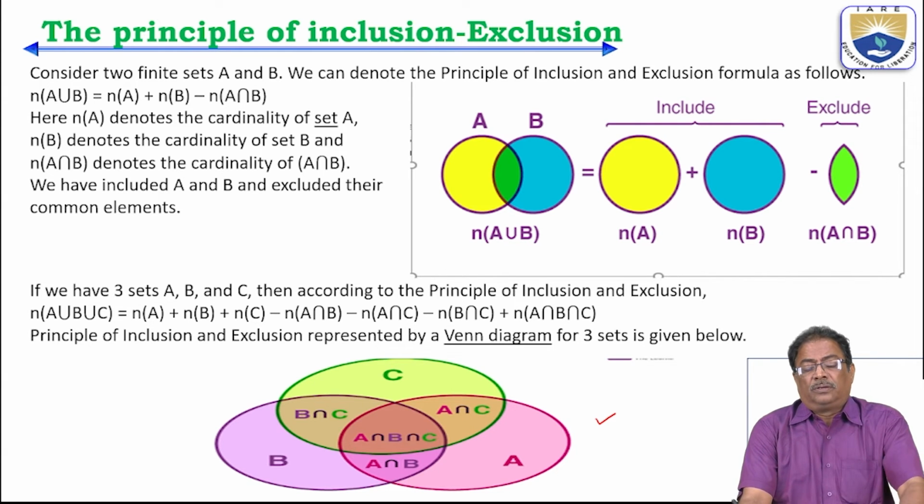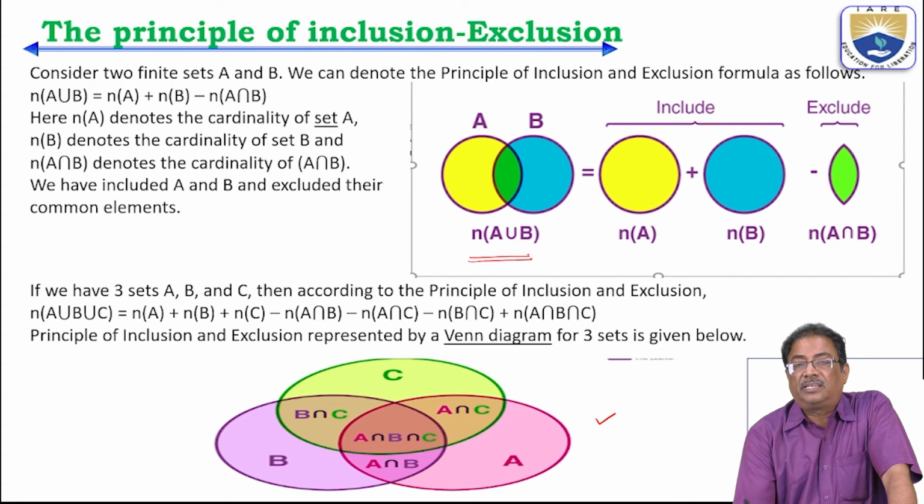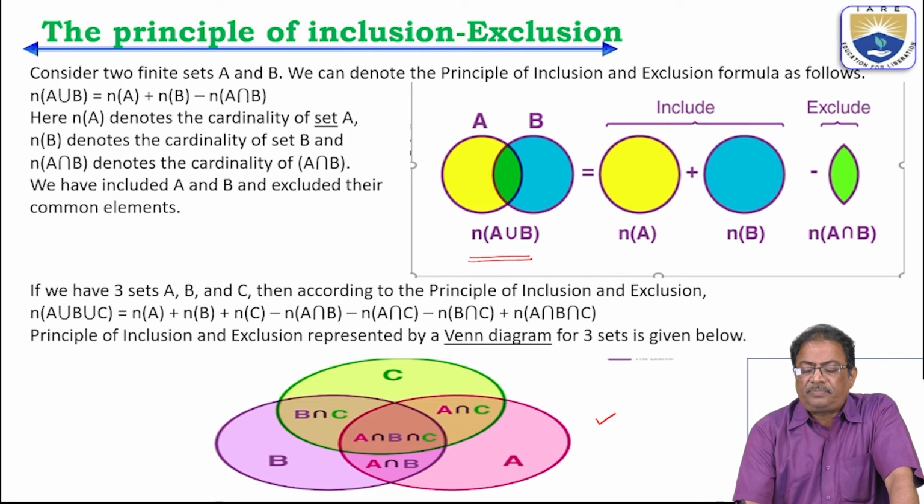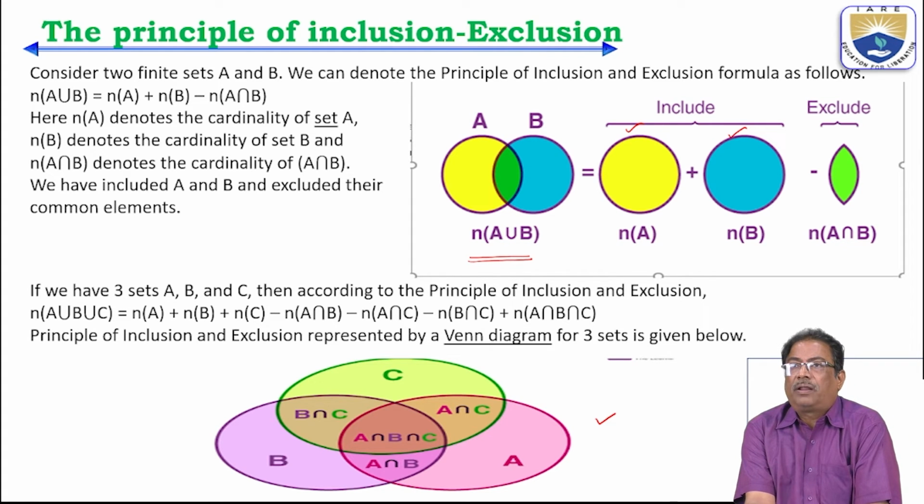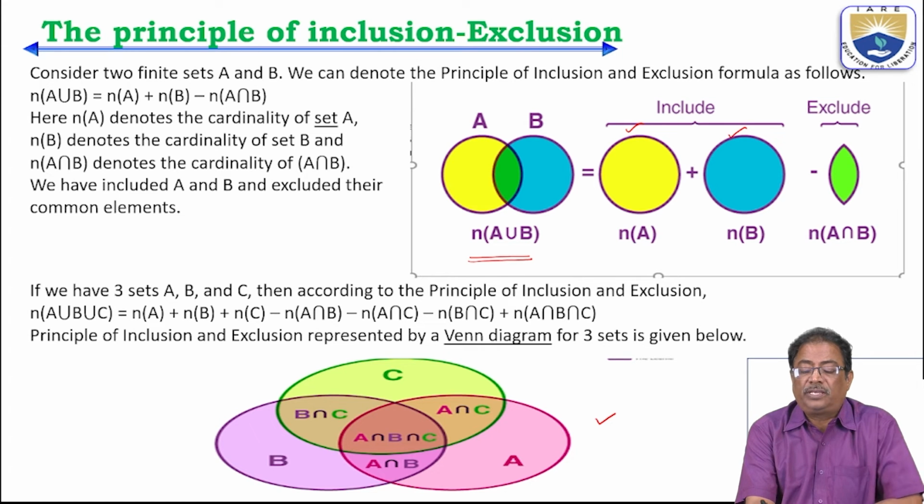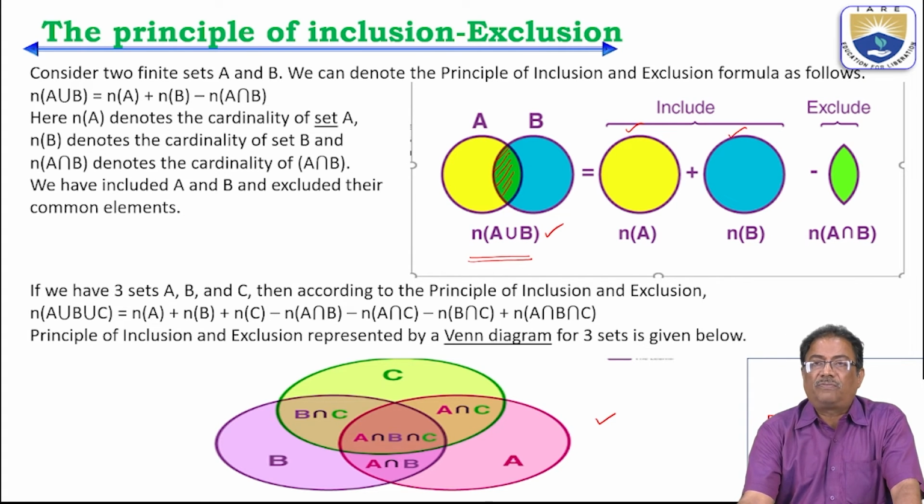Now, we have to consider any 2 sets. So the number of elements in the set A or B is equal to the number of elements in A plus the number of elements in B minus the number of elements in A and B. So here, we have to calculate the total number of elements in A, the total number of elements in B, minus this one. We are going to get the total number of elements in A union B. This is the principle of inclusion and exclusion.